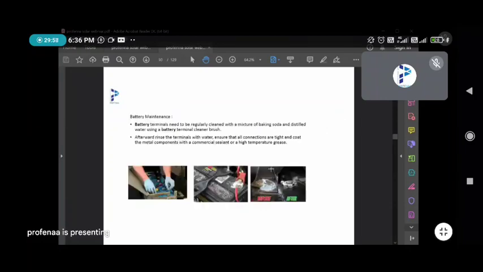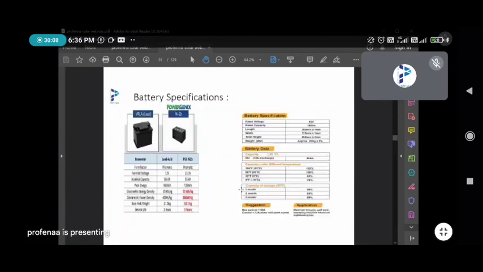These are the maintenance steps for how we are going to maintain the battery. See, there is baking soda and distilled water. You may use it, rub it, and clean it. You will get a good solution. See, these are the specifications. Whatever battery you may say, either Exide or Amaron or Luminous, any battery, they will give a specification. Based on that, you may use it, sir.